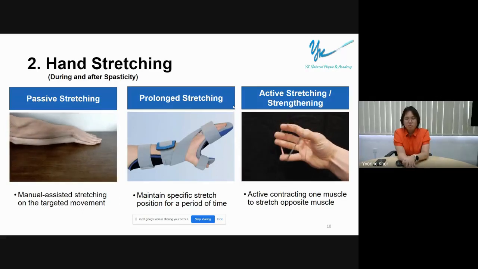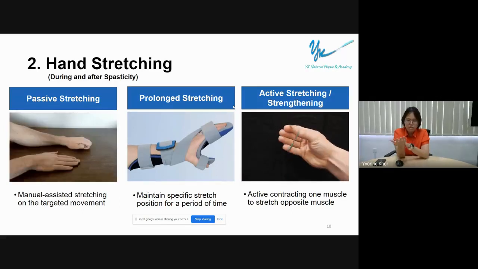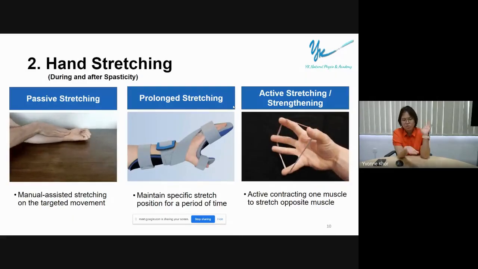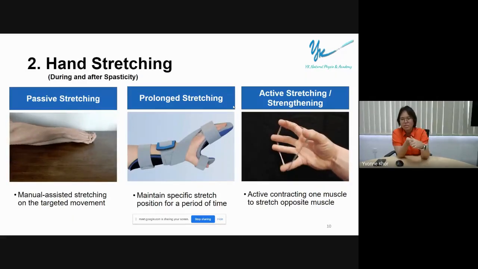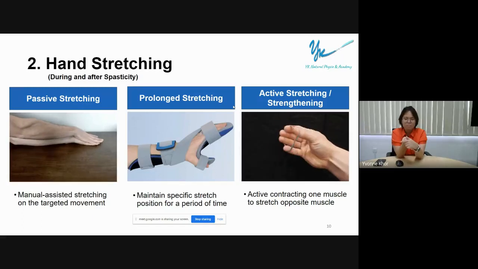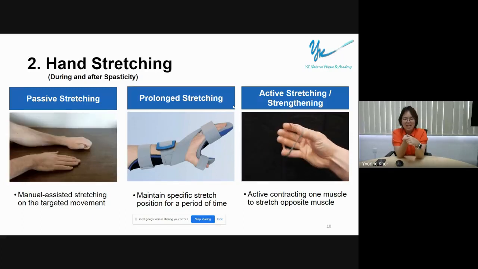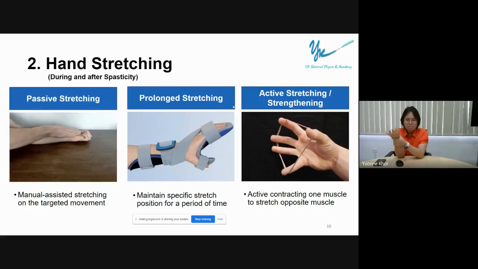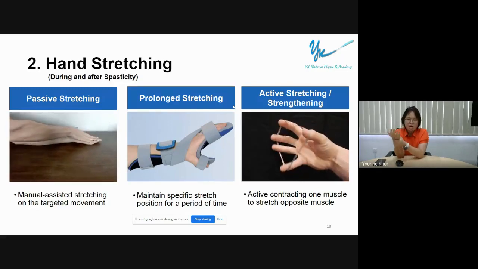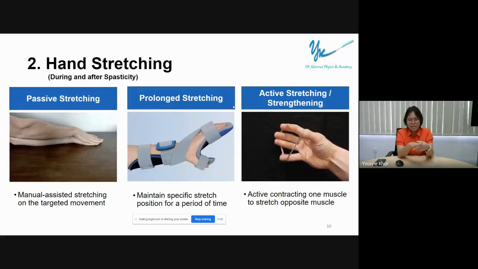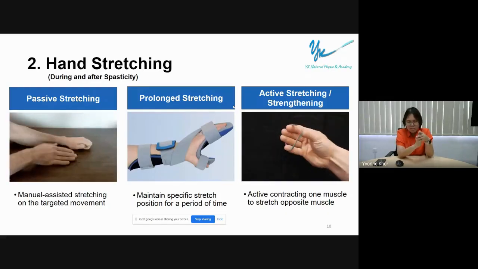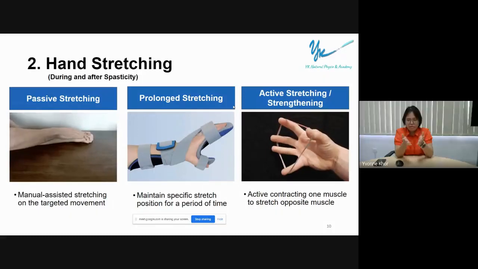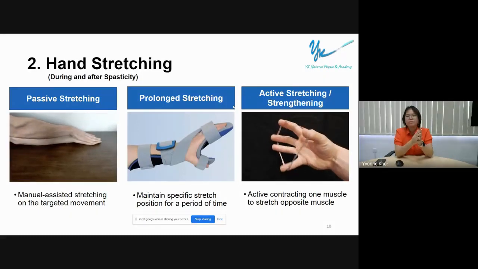Second is prolonged stretching. How to do prolonged stretching? Prolonged stretching has a lot of methods. For example, you can use your good hand to stretch it for a long duration, but this is very hard. So I advise using a spring or hand brace or wrist brace, which is in the opposite direction of the spasticity movement, and then do it with the spring. This can also reduce the spasticity.